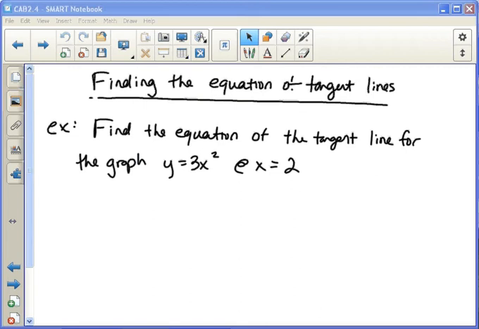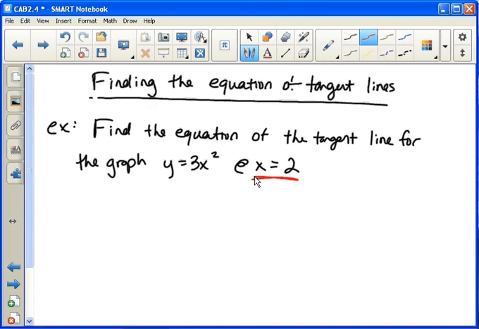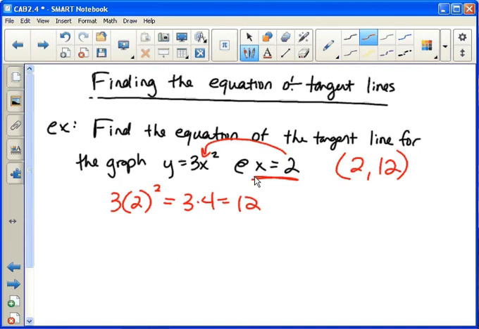If you notice, we're given x equals 2, so we have half a point. We have the x coordinate, but we need the y coordinate. To find the y coordinate, we need to plug our x into our original function. So I get 3 times 2 squared, which is 3 times 4, or 12. So my ordered pair, my point, is (2, 12).